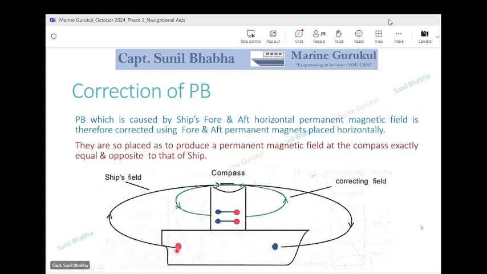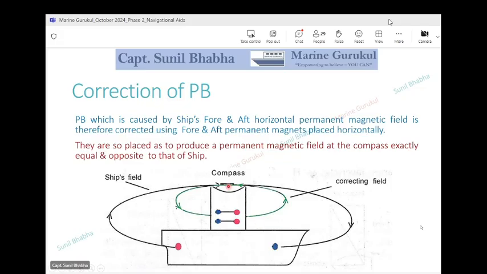Because of these blue and red poles of the ship, a magnetic field is generated. You can follow the laser pointer. The laser pointer now is moving on the magnetic field generated by the permanent poles of the ship. You see the magnetic field lines come out of the red pole and they go back into the blue pole. That is how the magnetic field lines are acting at the compass location.